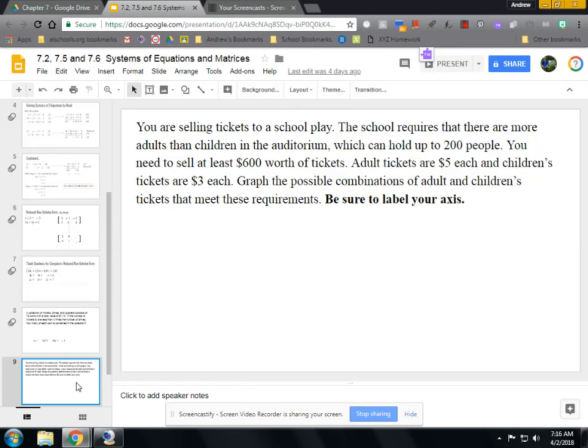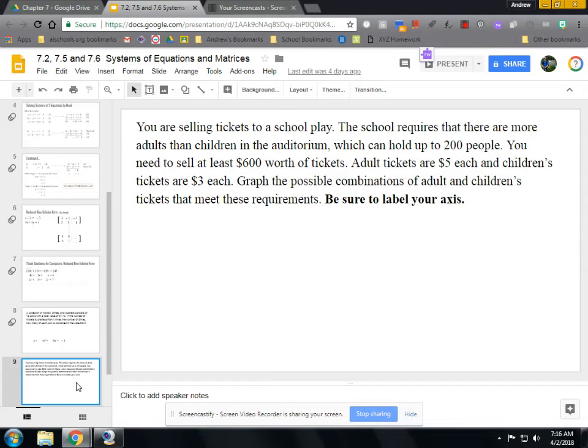Let's go back to the situation here. It can hold up to 200 people. You need to sell at least $600 worth of tickets. So far, we have not dealt with money. The children and the adults have just been people, and we're counting people and counting adults versus children. Now we're starting to talk about a value for those people.